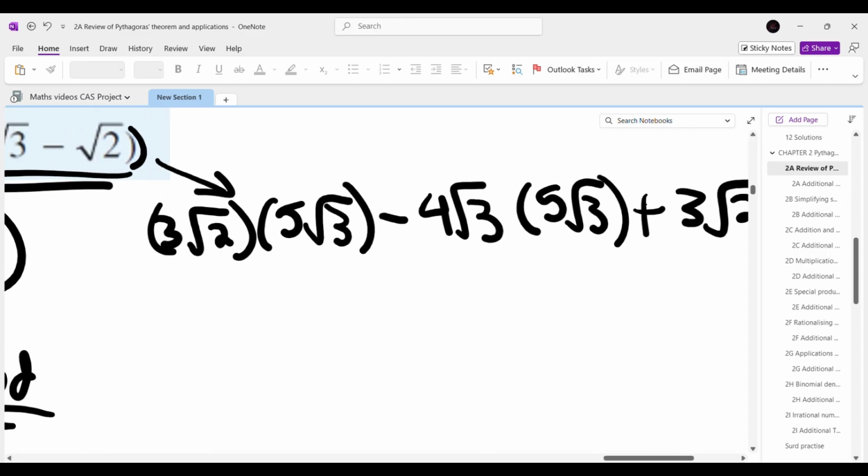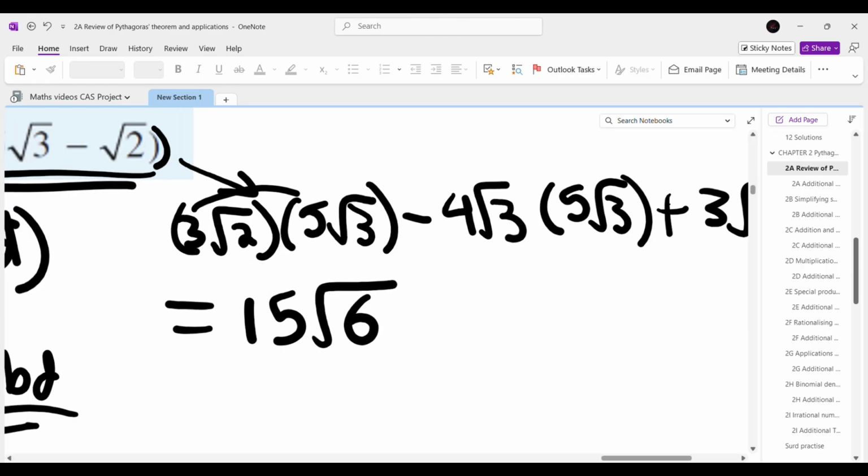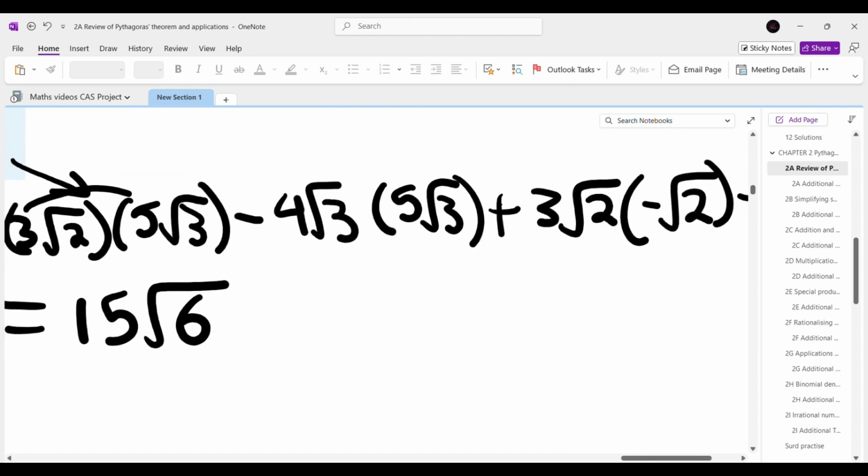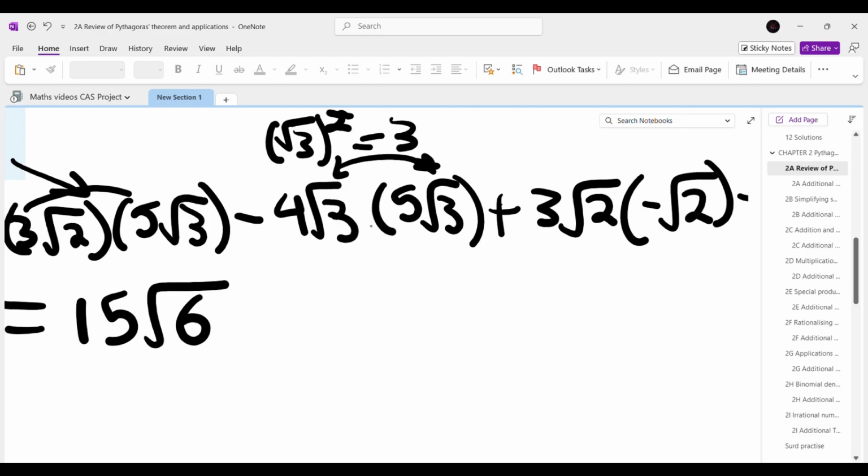Alright, now we can simplify this equation. Obviously you have to expand like I was showing you earlier, multiplying the roots together, multiplying the coefficients, so you get 15 root 6 minus this. As you can see here, it's actually root 3 multiplied by root 3, which is the same as root 3 squared, which we know, based on our formula, gives 3. So it's actually just the coefficients multiplied by 3. So minus 4 times 5 is minus 20 times 3, so it's minus 60.